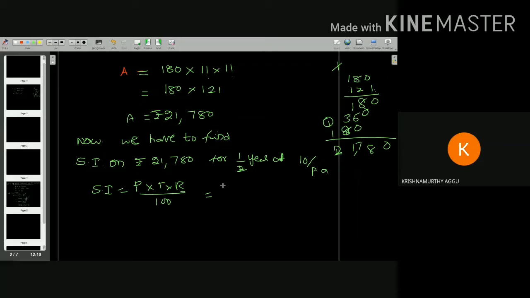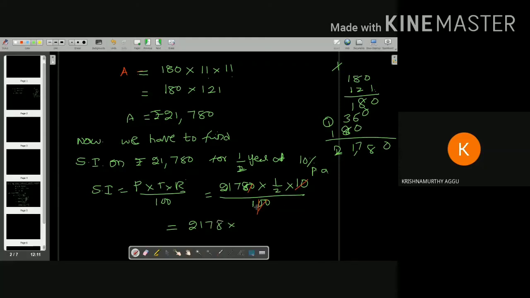Here principal is 21,780 into time. Time is half year, so 1 by 2, into rate of interest, 10 percentage divided by 100. In the next step, let me do the calculation. Let me cancel this 0 with 0, and one more 0 is there, with it we can cancel. 2,178 only into 1 by 2, half into 1, that is half only.